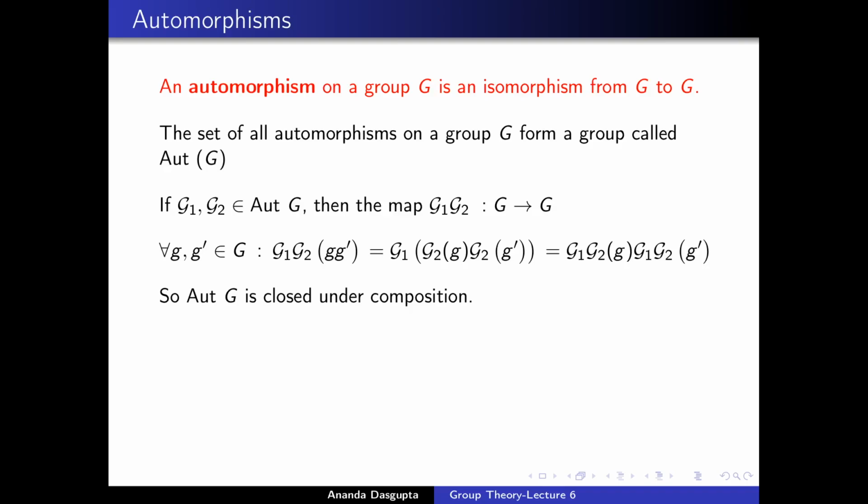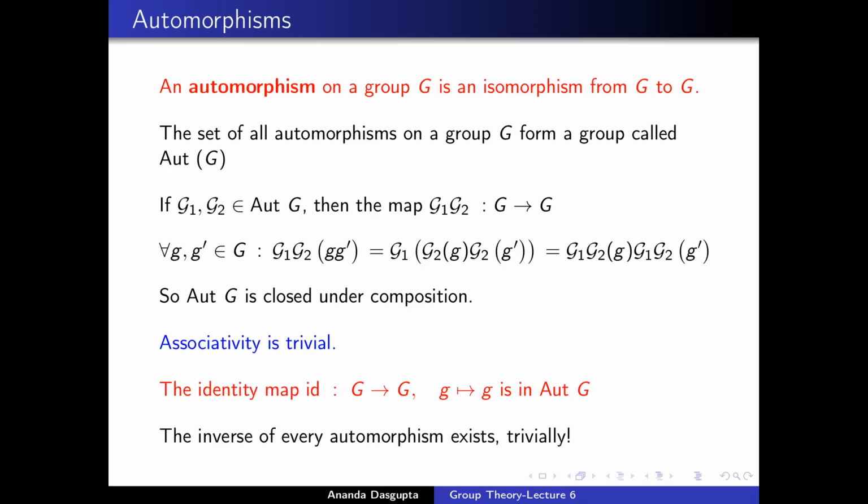What about the identity? The identity map from G to G, which maps every small g to the same element, is obviously an isomorphism, so it is in AUT-G. And the inverse of every automorphism exists, and this is a trivial statement because an automorphism by default is a bijection. So it has to be invertible, and its inverse exists. And as I have said before, at least for group isomorphisms, you don't really have to check whether the inverse is also a homomorphism, because that follows trivially from the basic properties of the group.